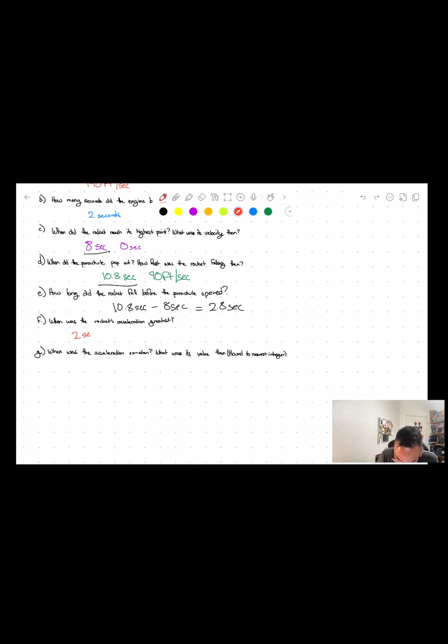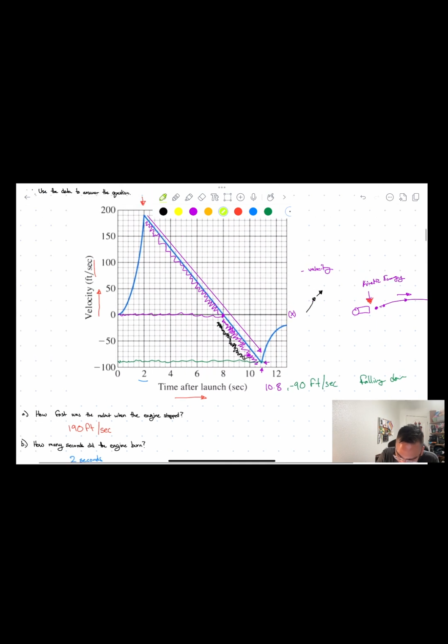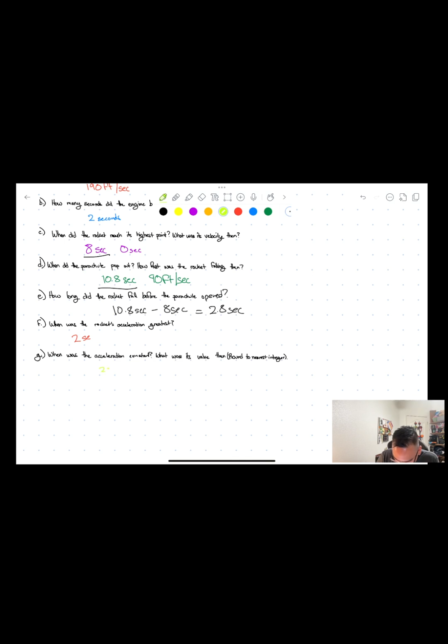Now G asks, when was its acceleration constant? You see this line over here. That's a very constant slope that goes all the way from there straight down, from 2 seconds all the way to roughly about 10.8 seconds. So that is when it was constant. That is a little too bright. Let's do orange. 2 seconds to 10.8 seconds.